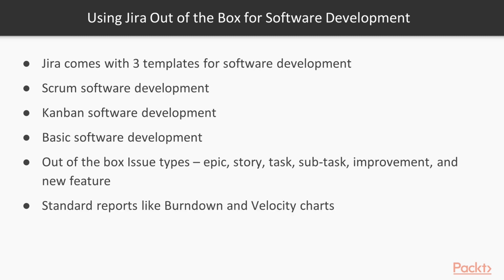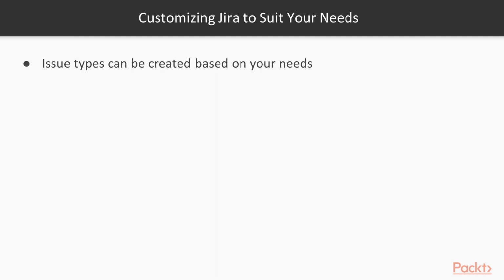And finally, you have a variety of standard reports that will help you make better decisions and analyze your progress in the project. So in a typical Scrum based project, you will have reports like burn down and velocity charts. Customizing Jira to suit your needs.